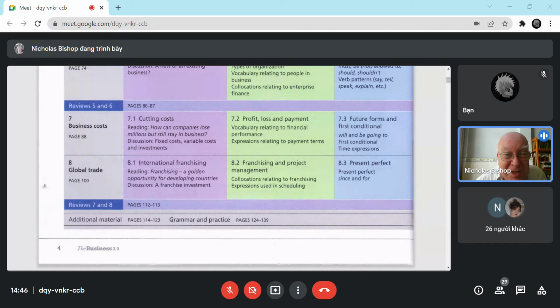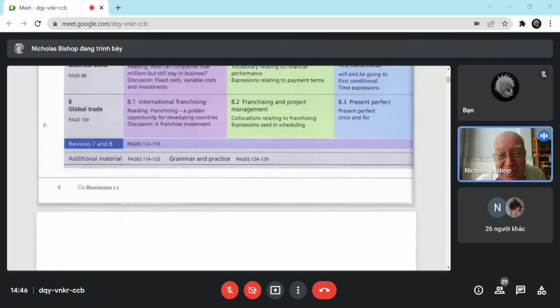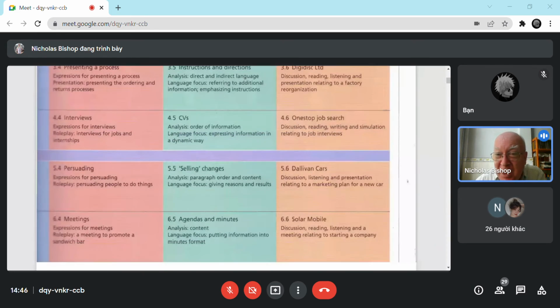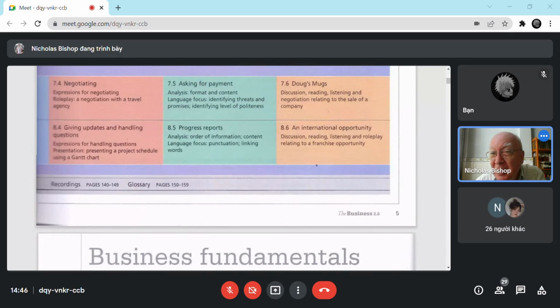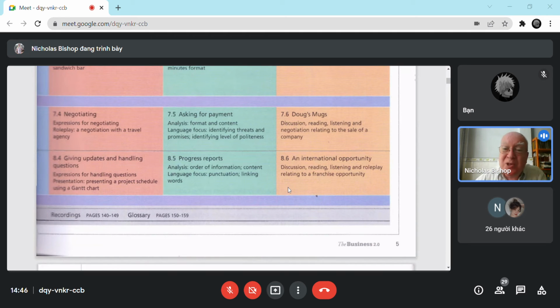And then number 8 is the global cultures. There are different cultures around the world. So the case study is about franchise business, an international franchise. So usually franchises have a different marketing policy in different countries.